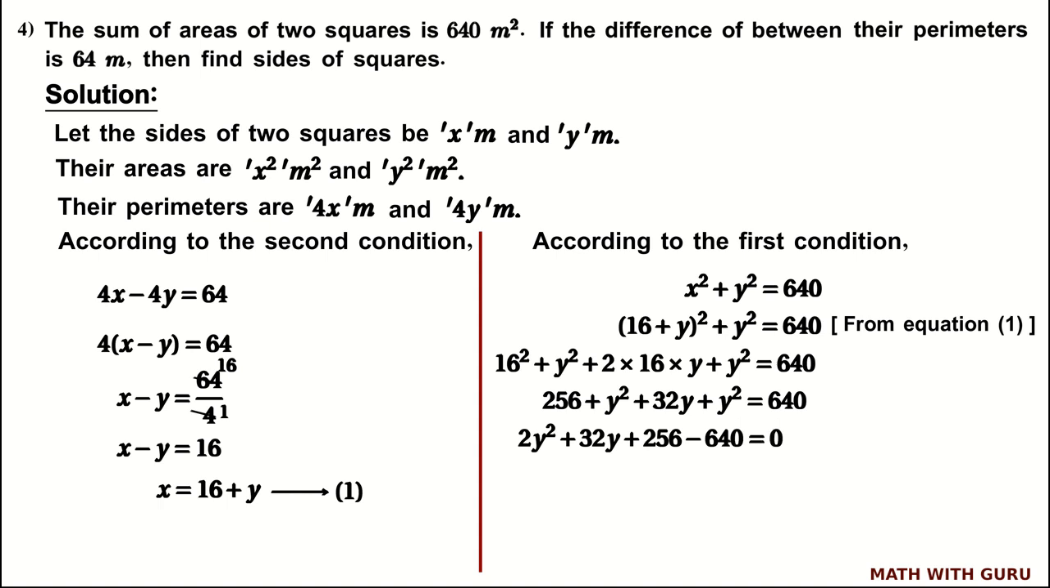2y squared plus 32y plus 256 minus 640 equals 0. 2y squared plus 32y minus 384 equals 0. 2 is a common factor. 2 1s are 2, 2 16s are 32, 2 192s are 384. Y squared plus 16y minus 192 equals 0. We need to solve this quadratic equation. Plus 1 into 1 minus 192 is minus 192.